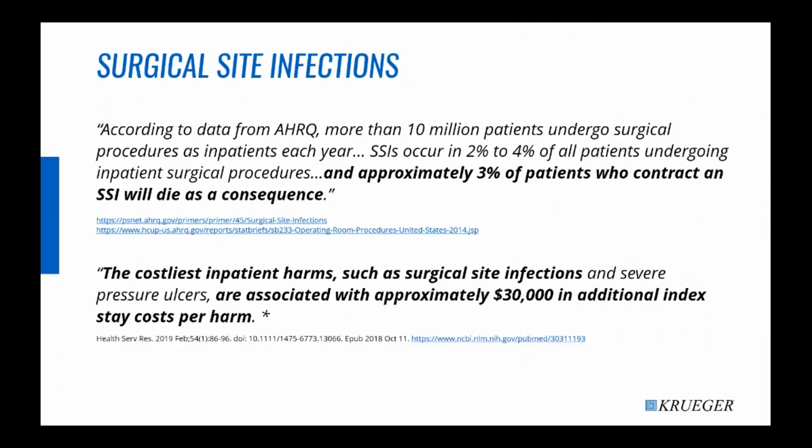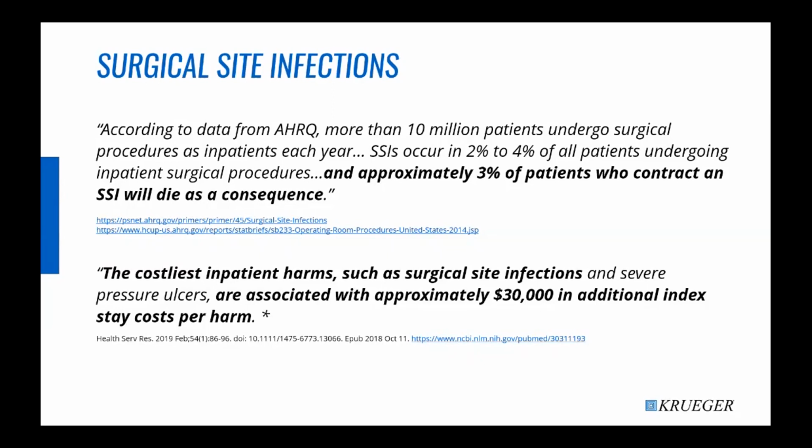Surgical site infection prevention is a high priority goal for healthcare organizations. As you can see from these two quotes, according to data from the AHRQ, more than 10 million patients undergo surgical procedures as inpatients each year. Surgical site infections occur in 2% to 4% of all patients undergoing inpatient surgical procedures. So if we do the math real quick, out of 10 million patients, that means we're having about 200,000 to 400,000 patients affected by surgical site infection. And then approximately 3% of those affected patients who contract an SSI will die as a consequence. So that's over 6,000 deaths per year due to SSI.